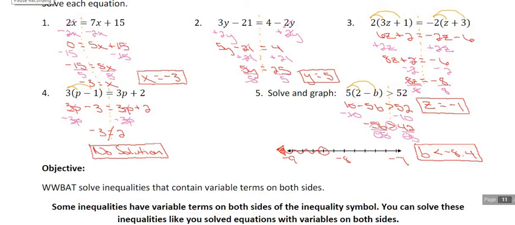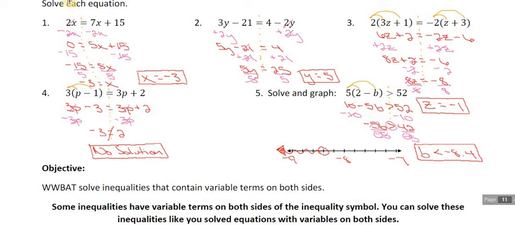And then looking at number 5, we needed to distribute the 5 in there. So we have 10 minus 5b is greater than 52. So we need to isolate a variable on the left-hand side. So we end up with negative 5b is greater than 42. Through solving, we need to divide both sides by negative 5. And whenever we multiply or divide both sides of an inequality by a negative, we must flip our inequality symbol. So our answer ended up b is less than negative 8.4.